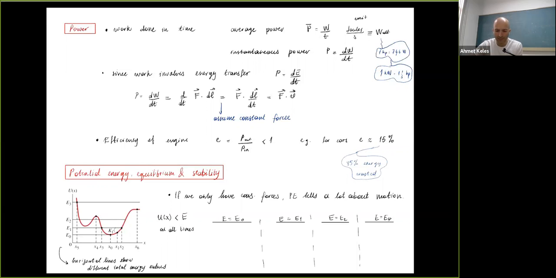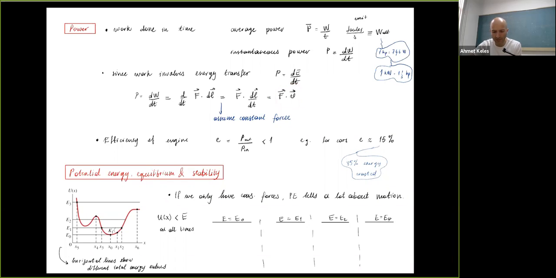And it is like this: power is equal to dE/dt. If you manipulate this, P is equal to dW/dt, where work can be written as F dot dL. If you take the derivative, it's F dot dL/dt, but this guy is equal to the velocity vector, so power is equal to F dot V. So this is the scalar product of the force vector with the velocity vector.